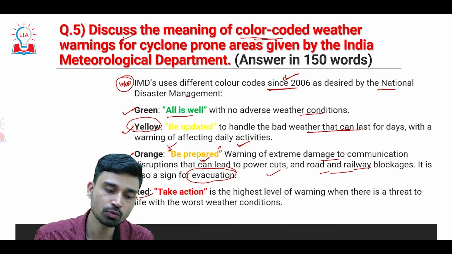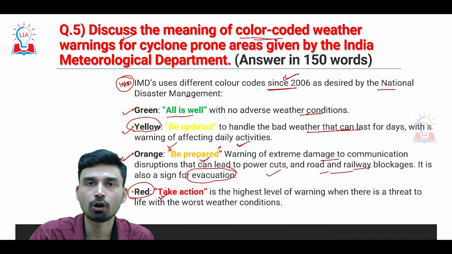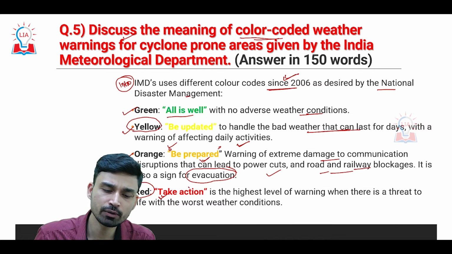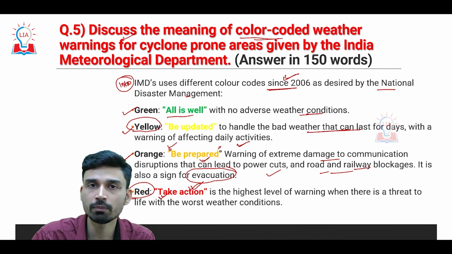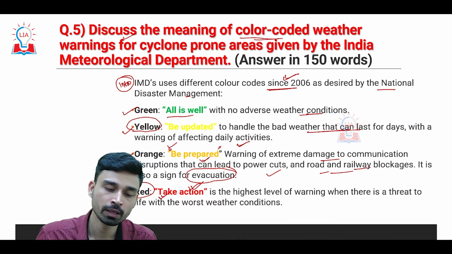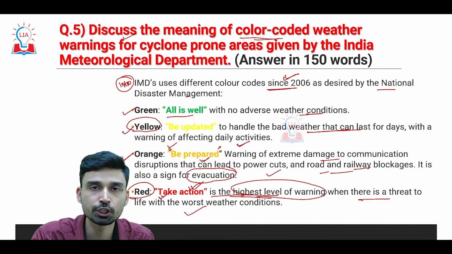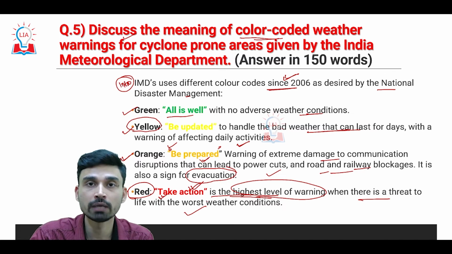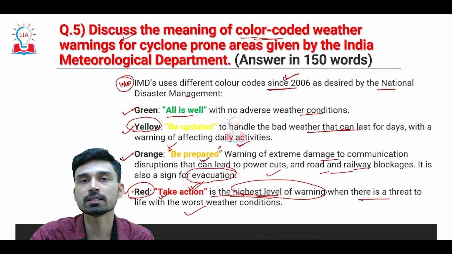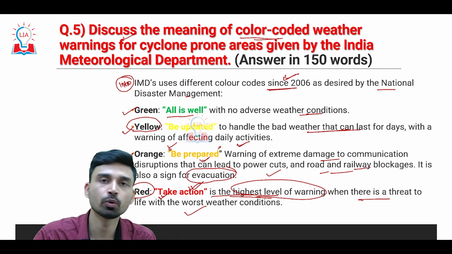The last stage of warning is the red color. Red, as we know, is generally a symbol of danger. So it says that you have to take action. If the red color code warning is given by the IMD, that means you have to take action, and this is the highest level of warning when there is a threat to life with the worst weather condition. If the wind speed in the cyclone and the amount of rainfall in the cyclone are so high that it can cause damage to life, can cause human casualty, in that case the red color coded warning is issued.